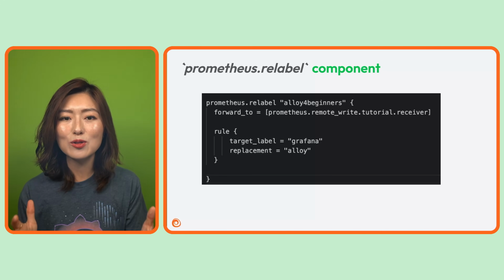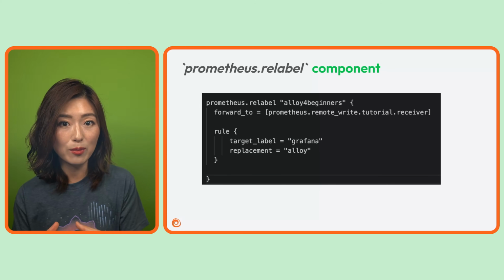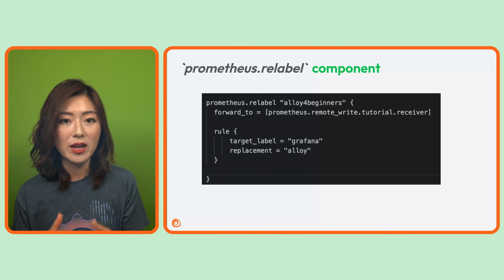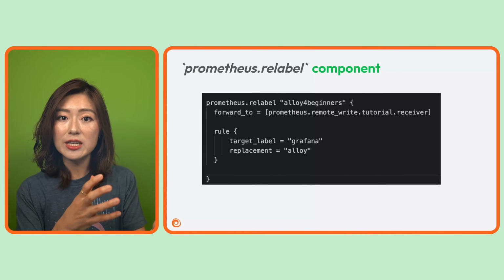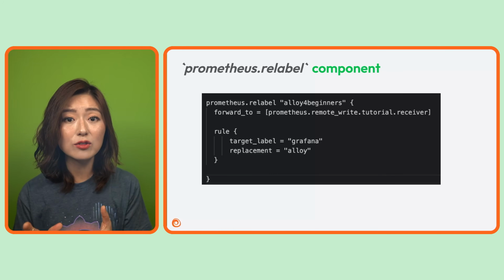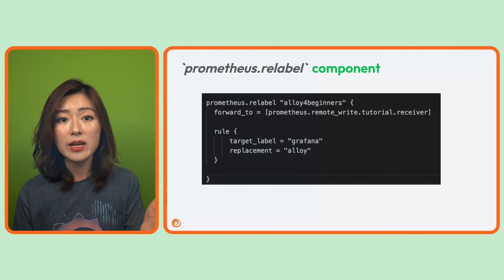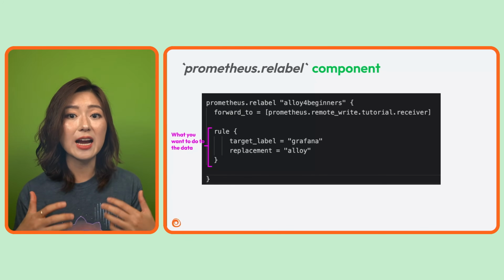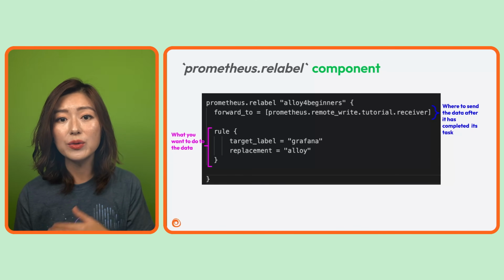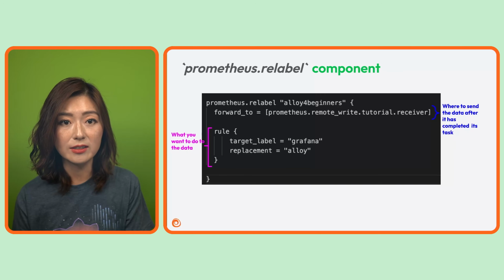So let's take a closer look at the prometheus.relabel component. This one is designed to process metrics. Like all components, it receives data from somewhere, does something to that data, and then sends it off to the next destination. Here, we specify exactly how we want to process that data, and with the forward_to, we define where the data should be sent next.